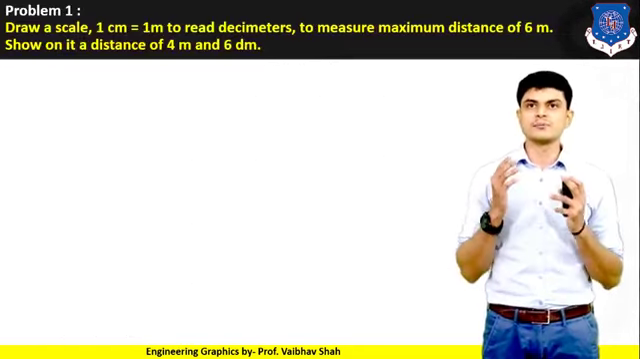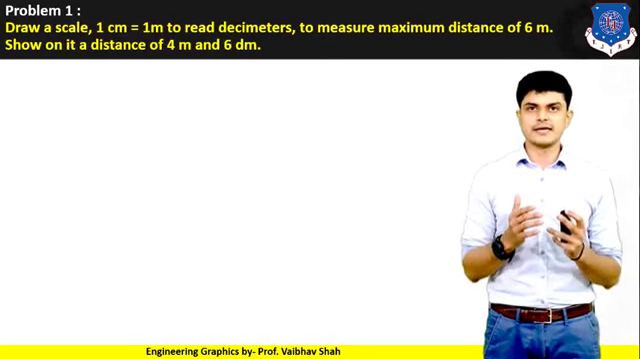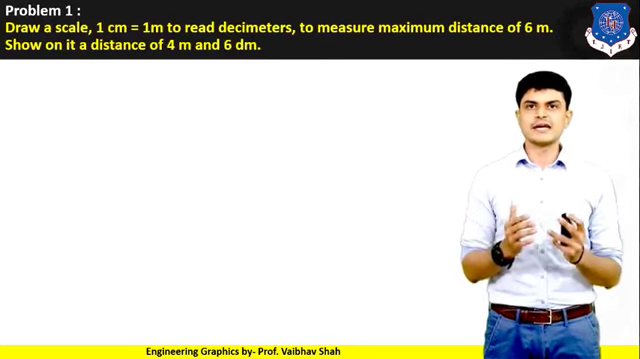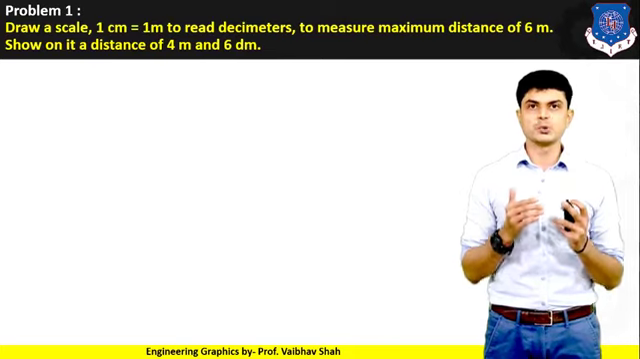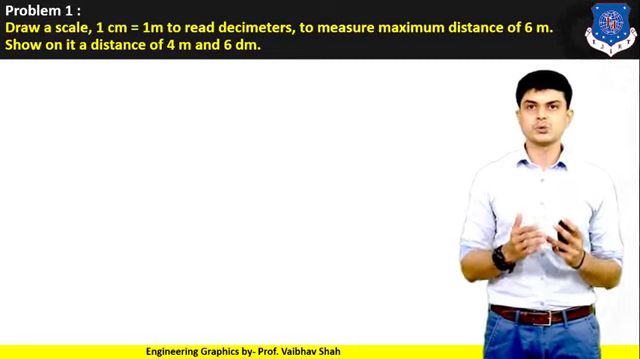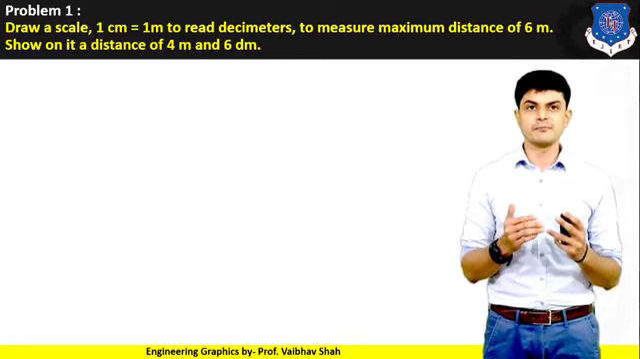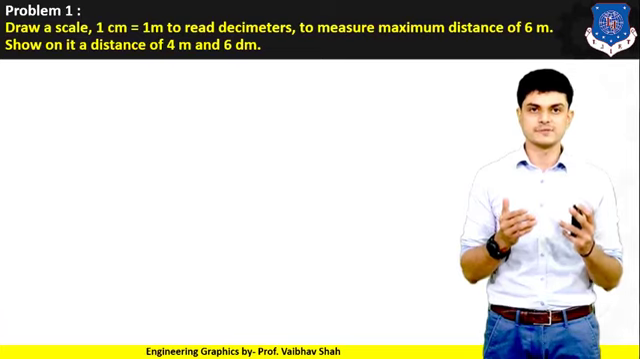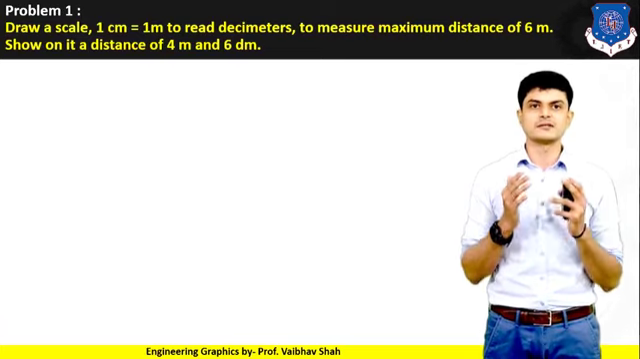Now, problem number 1. Draw a scale. 1 centimeter is equal to 1 meter, to read decimeters and to measure a maximum distance of 6 meters. Show on it a distance of 4 meters and 6 decimeters. So let us first understand the problem.